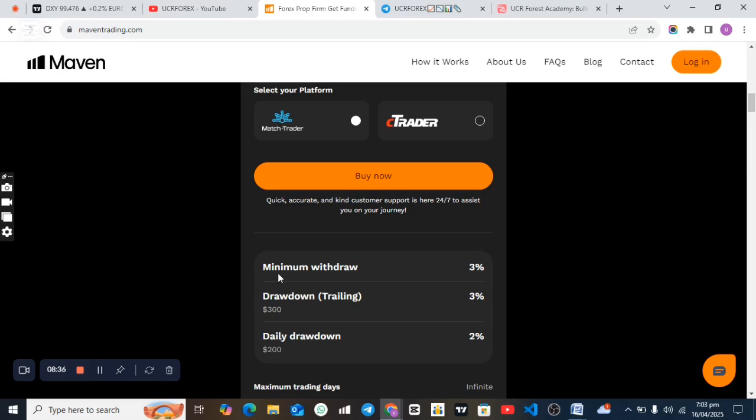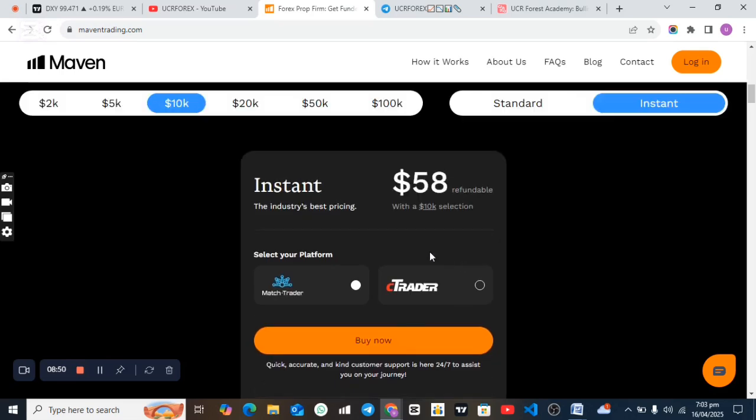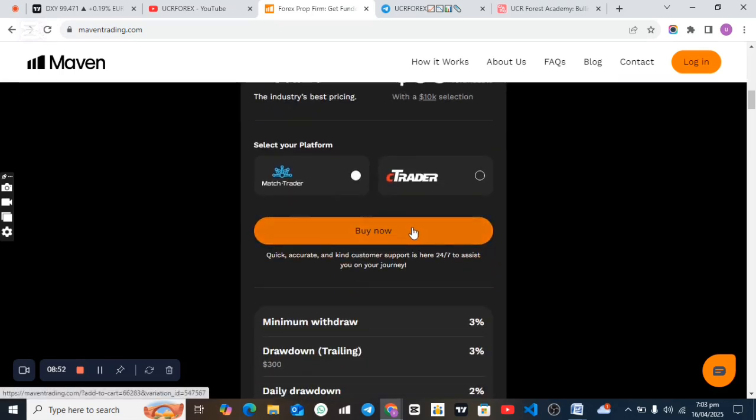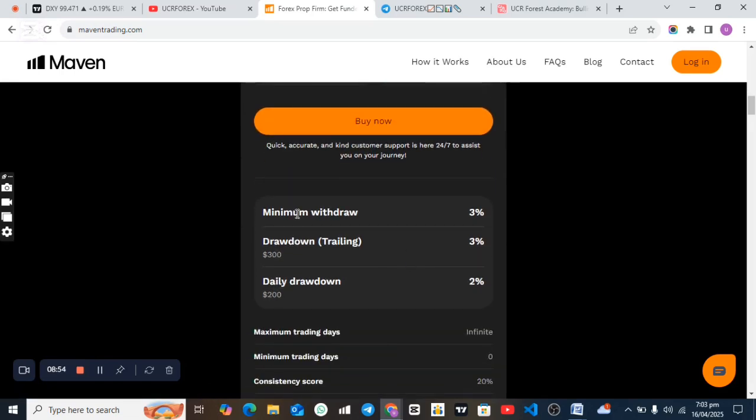So back to the lesson, you need to understand the minimum withdrawal on any account size you buy on this particular platform. If you buy 5K, 2K, 10K, 100K, whatever, the minimum withdrawal is 3%. I'm on a 10K account, so I'll use 10K to keep everything simple. So the minimum withdrawal on the 10K is 3%, meaning that before you can place a withdrawal, you have to trade and make 3% of 10K. What is 3% of 10K? It is 300 USD.